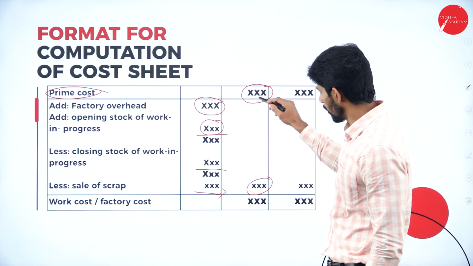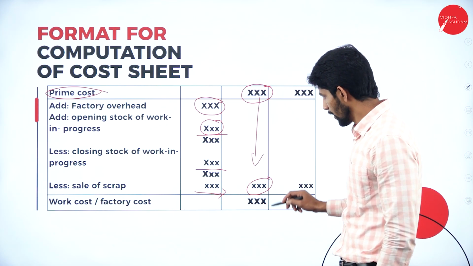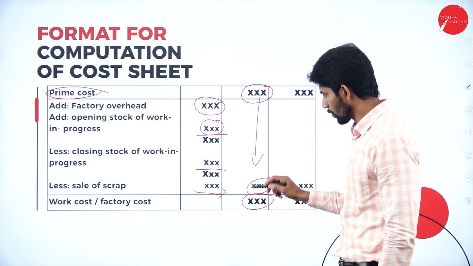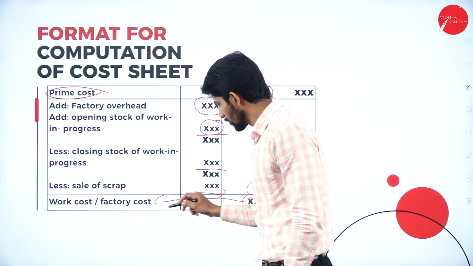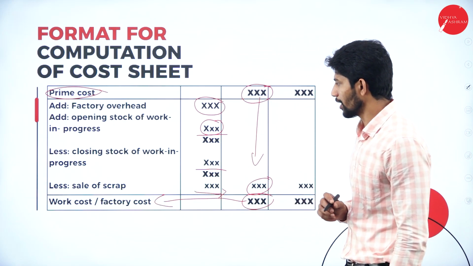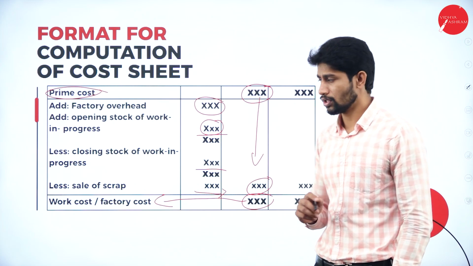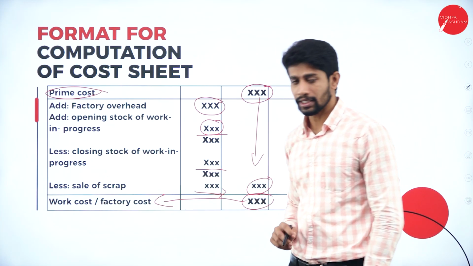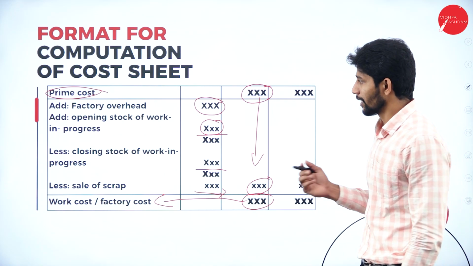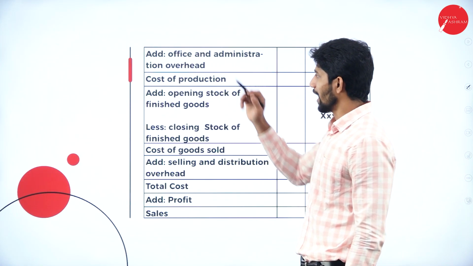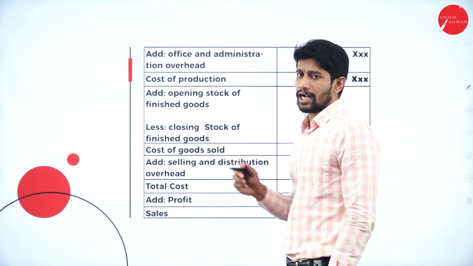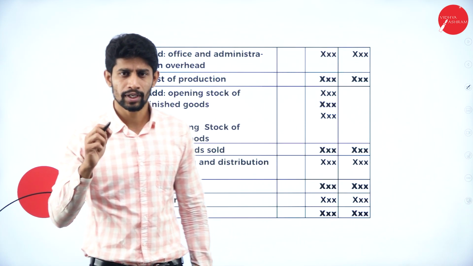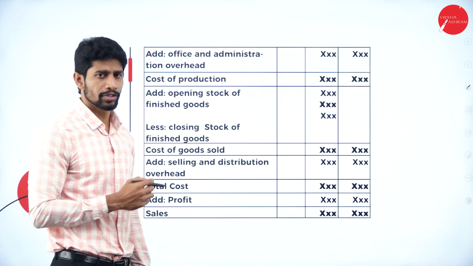So for prime cost, add factory overhead, you will get some total. This total is called what? The total is called work cost or factory cost. So the total of prime cost and factory overhead is called factory cost or work cost. Next, moving further, for work cost, add office and administration overhead.